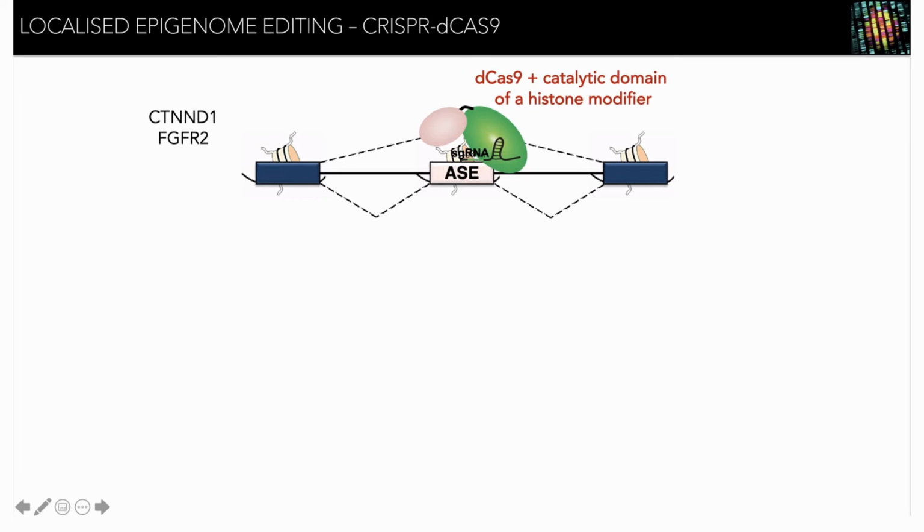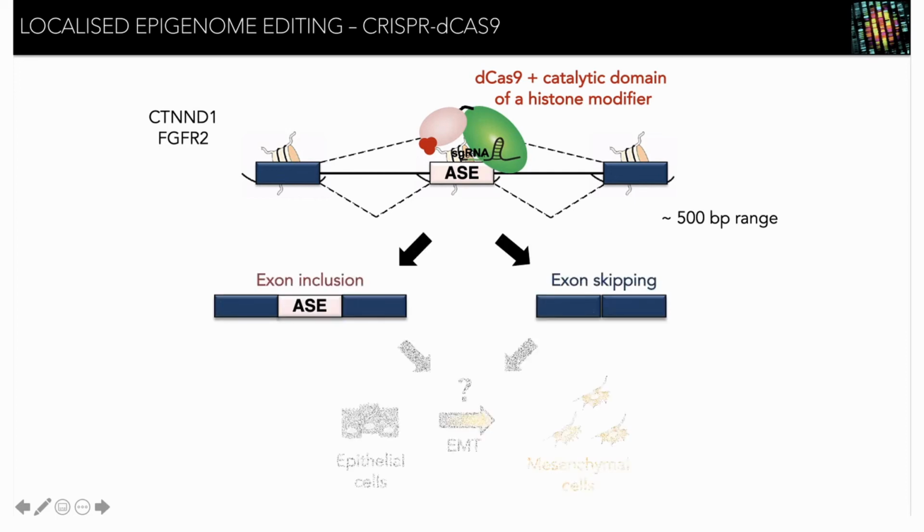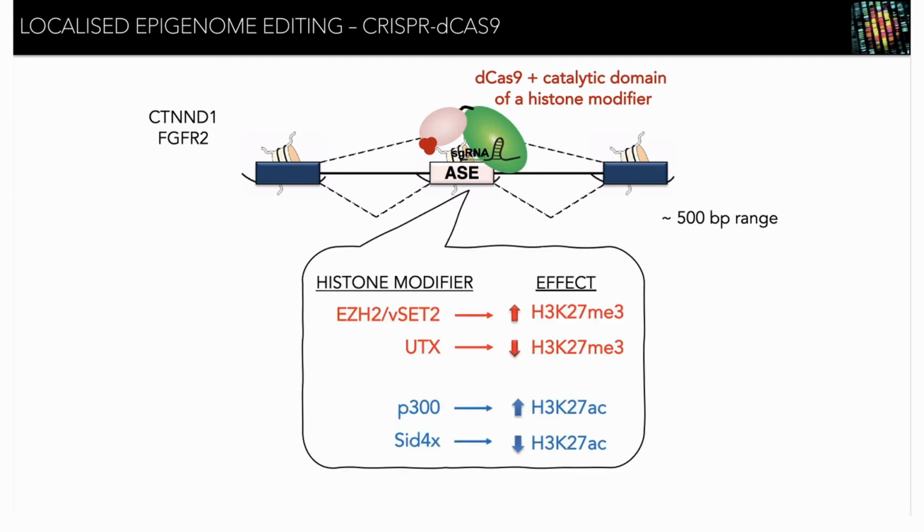This system consists of the use of the DNA-targeting Cas9 protein that is mutated. It has a mutation that makes it unable to cut the DNA, so it is recruited but cannot cut. And then you can fuse to the Cas9 any catalytic domain of interest, in our case, histone writers. By targeting this fused Cas9, you can modify the histone mark of interest in a highly localized way. We know that it has a 500 base pair range of modification, and then we can address what happens to the splicing and what happens to the EMT.